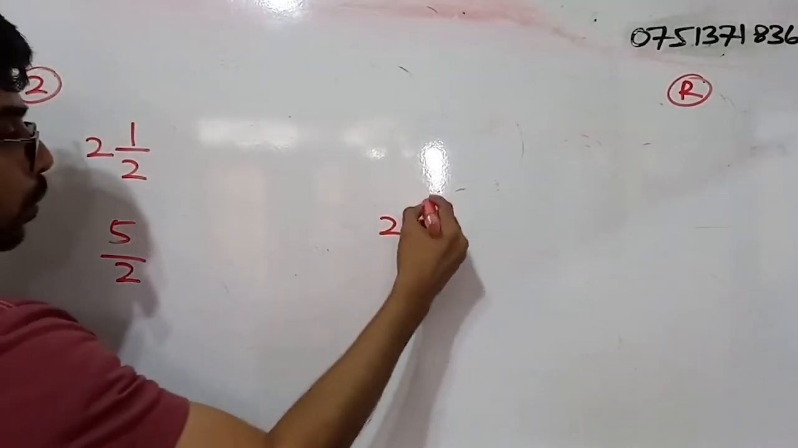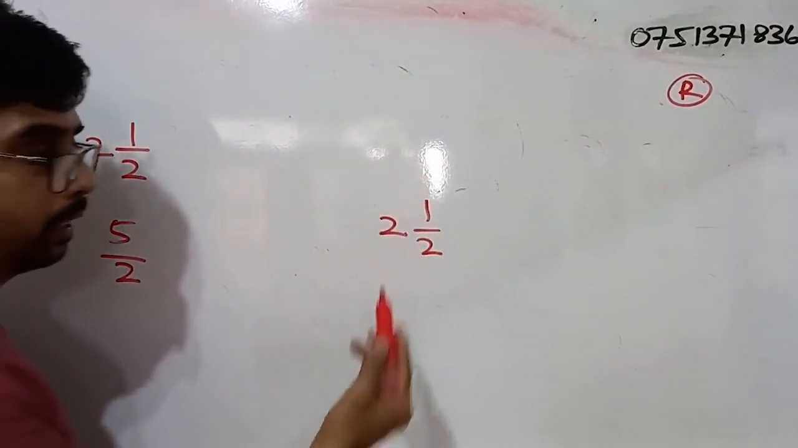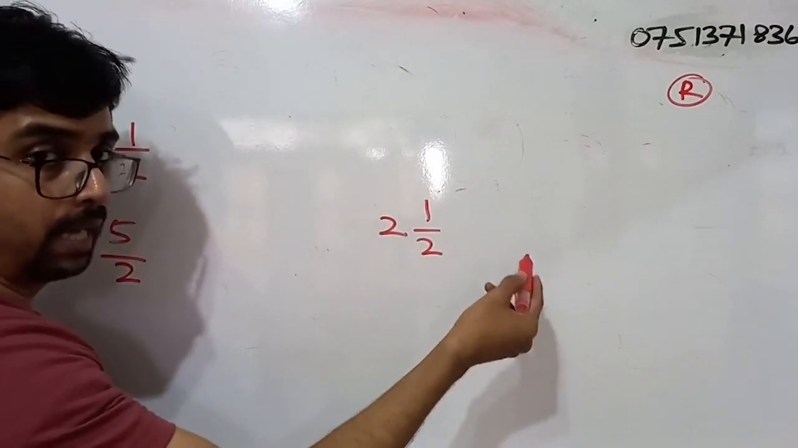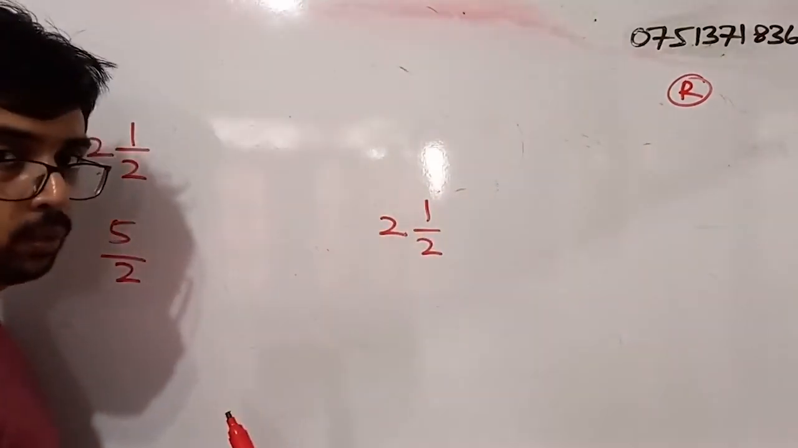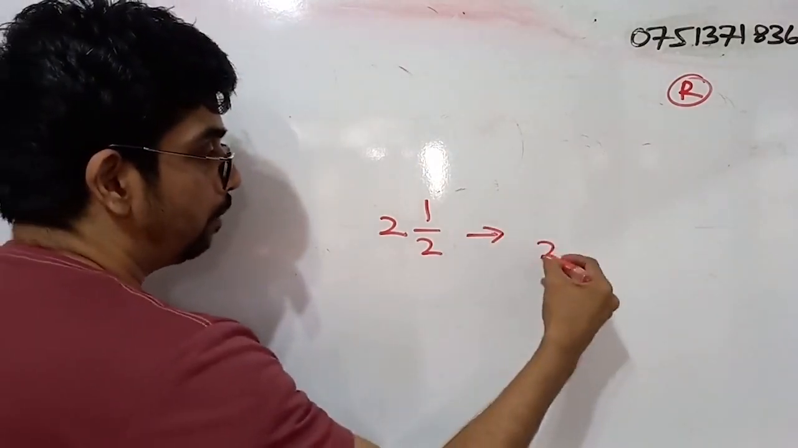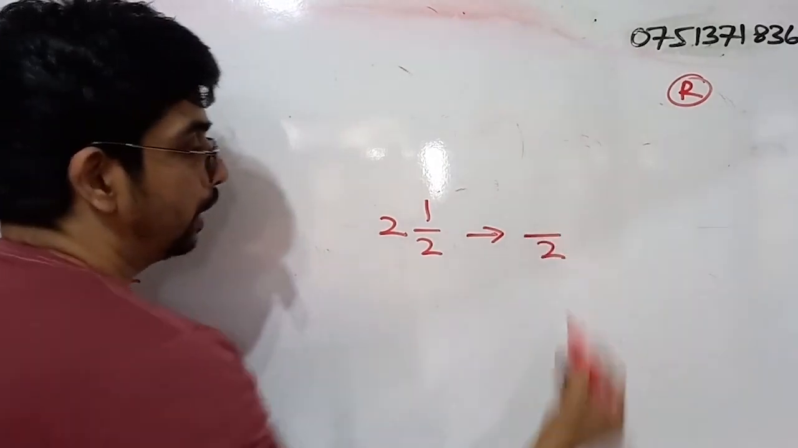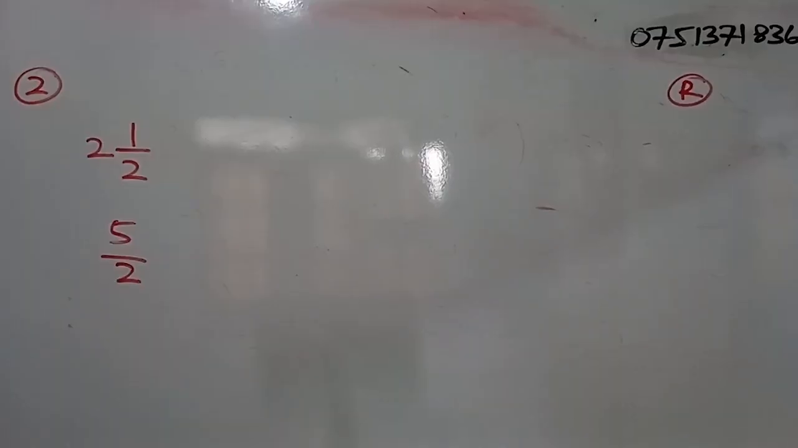Take 2 and 1 by 2. So this is a mixed number. Every mixed number can be converted into an improper fraction. And also every improper fraction can be converted into a mixed number. So here the denominator will be the same. How do we get the numerator? 2 times 2, that is 4, plus 1. So this becomes a 5. Then for the next one, I'll draw a line under the fraction.